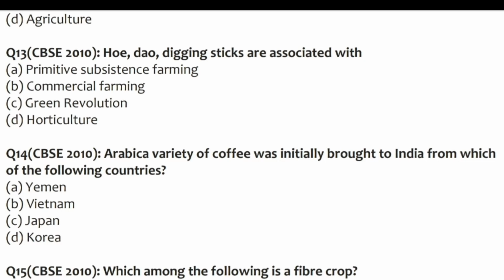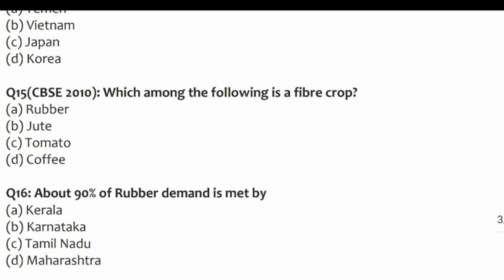14. Arabica variety of coffee was initially brought to India from which of the following countries? A. Yemen, B. Vietnam, C. Japan, D. Korea. 15. Which among the following is a fiber crop? A. Rubber, B. Jute, C. Tomato, D. Coffee. 16. About 90% of rubber demand is met by A. Kerala, B. Karnataka, C. Tamil Nadu, D. Maharashtra.